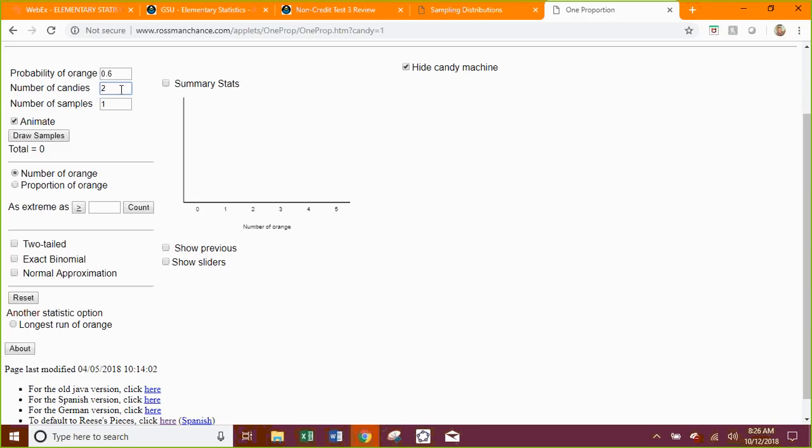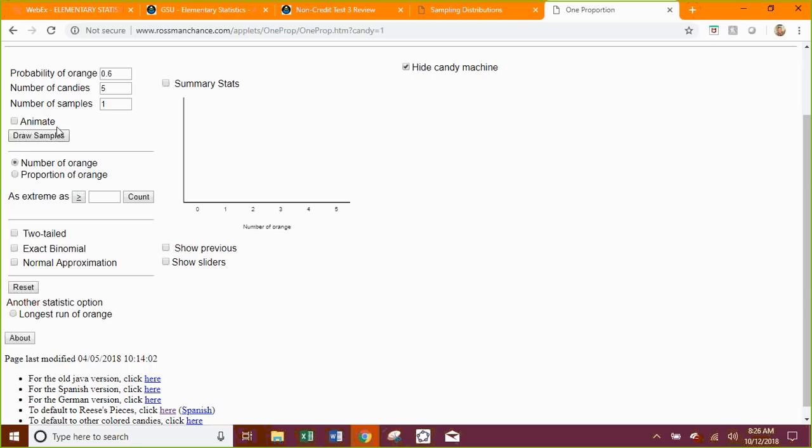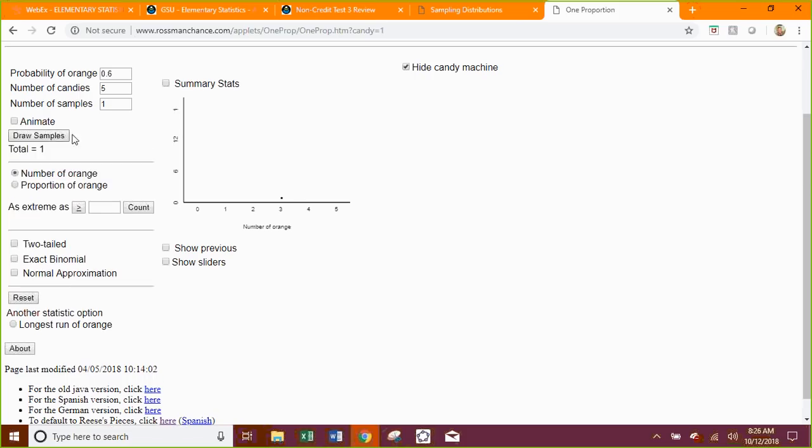And we're going to say, let's sample 5 at a time. I don't want to animate. And this is draw a sample. We're going to draw one sample. And there's our sample proportion. Oh, this is the number that we drew, not the proportion, but it's the same thing. And what you'll notice, let's just do 100.